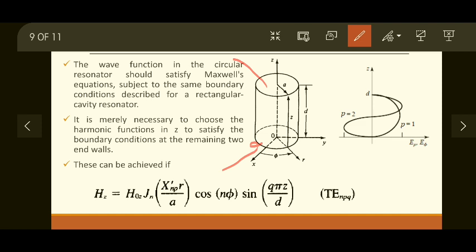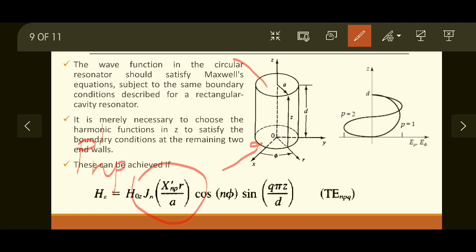be obtained by using the equation for Hz, which is given by H0z, Bessel function of the first kind, that is Jn of x dash np rho upon a. Now what is x dash np? During the circular waveguide analysis, we have seen p dash np. Now here we have used x dash np. Different books use different notations. P dash np and x dash np both are the same.